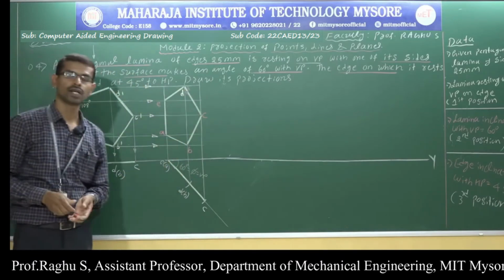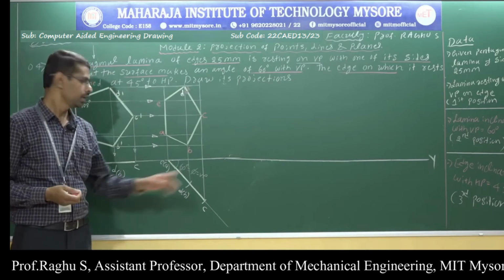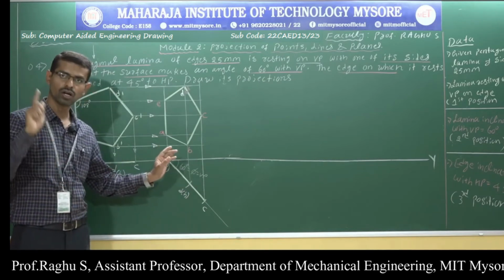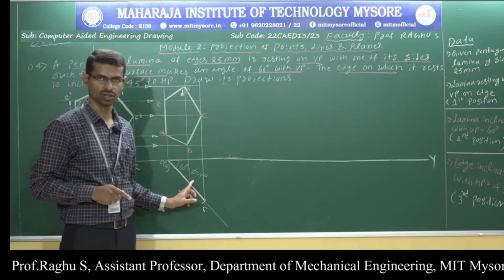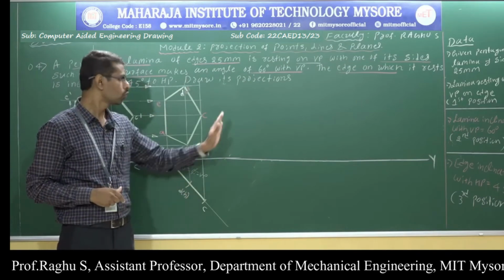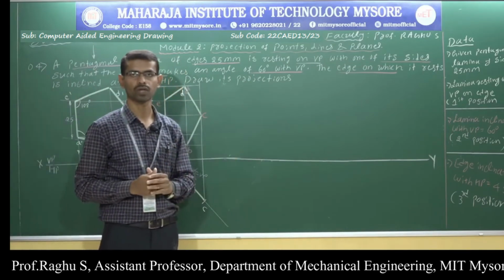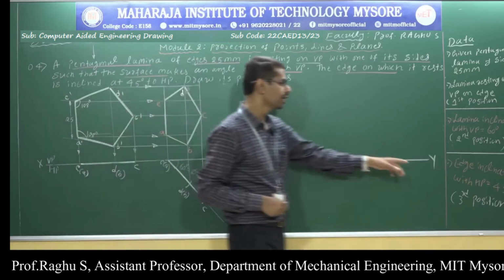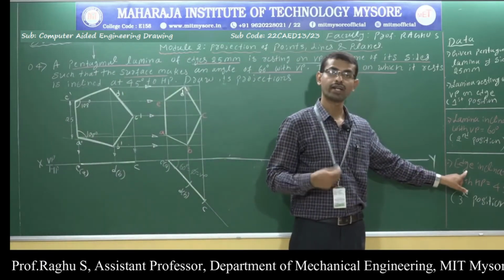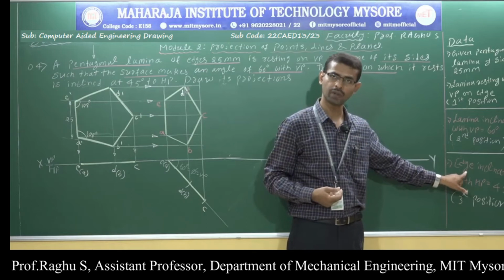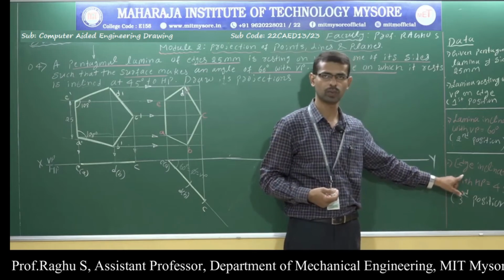Now I have completed the second position. Here, to draw the second position, I need only the VP inclination, that is only one inclination. Now to draw the last position, I need the edge inclination. So edge inclination with respect to HP or VP? HP. Edge inclination with respect to HP.